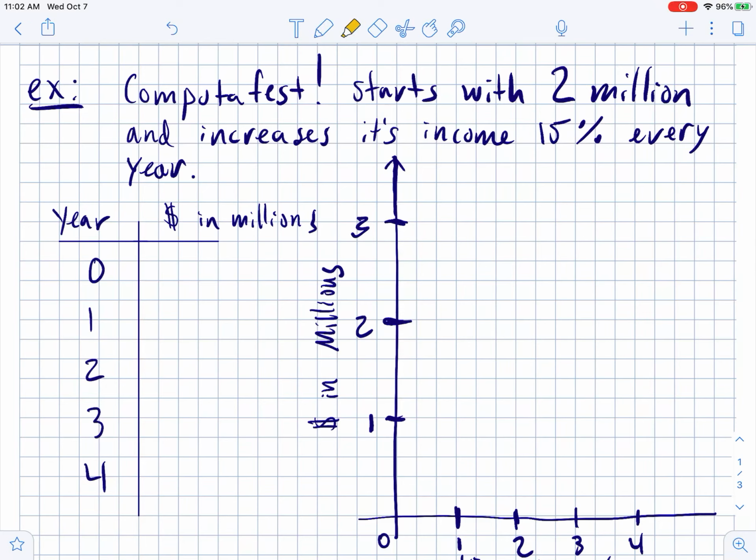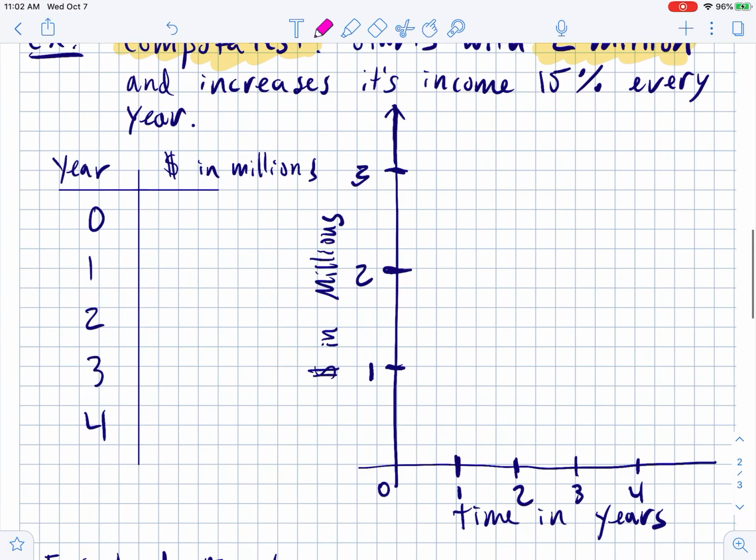The second example, Computer Fest. It's a terrible company name. Computer Fest sounds like a festival. It starts with 2 million, so they start with less money than the other company, and they increase by 15% every year. So let's fill out a table for them with the years on the left.